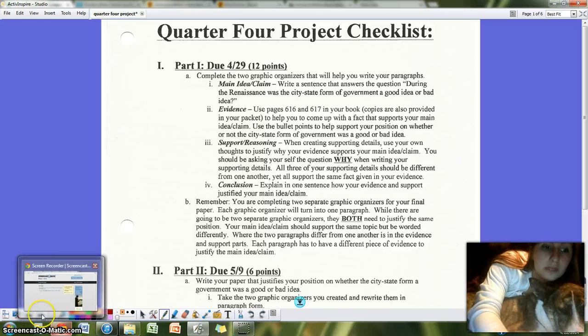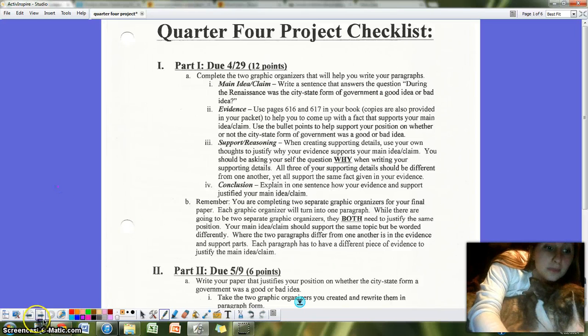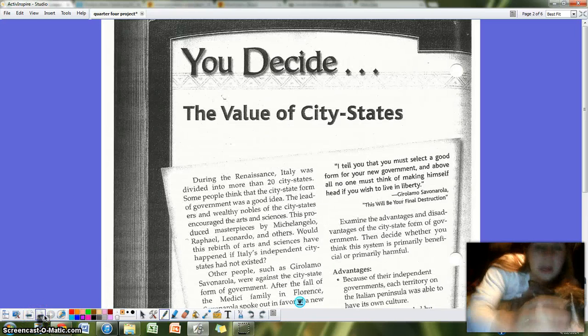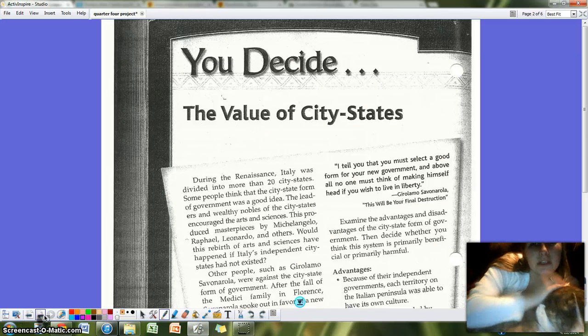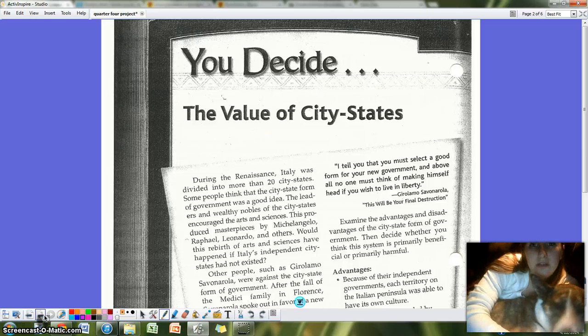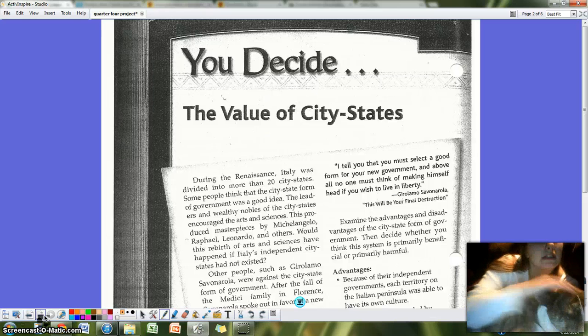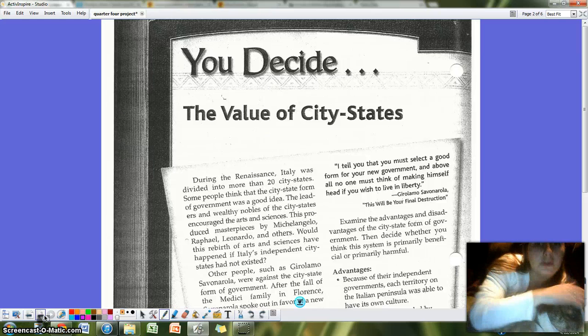Before you're able to complete your graphic organizers, you're going to have to figure out what this project is about. You're going to have to read pages 616 and 617 in your book, and we've also provided them for you today in your packet. Your paper is going to be about the value of the city-states during the Renaissance, and was that form of government really helpful? Did it really help the Renaissance to grow and to expand the way that it did?